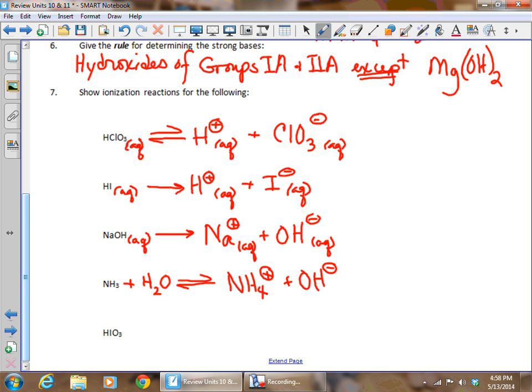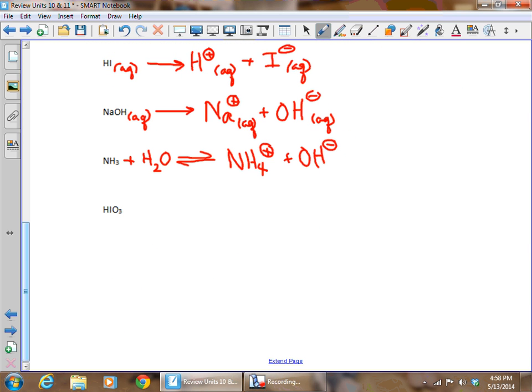Sometimes we can put aqueous on them or not, but it shows the role of water, so I tend not to on those. Finally, HIO3 is a weak acid, so therefore it's going to get equilibrium arrows, if you will, showing that not all of this is going to ionize. We get H+ aqueous and IO3-.